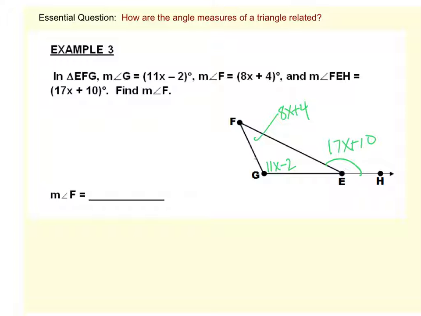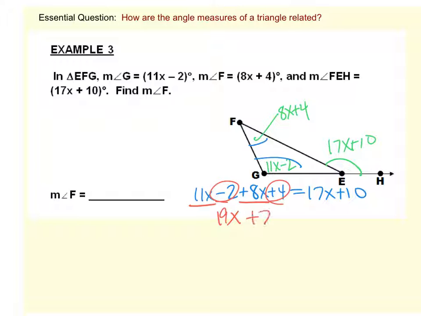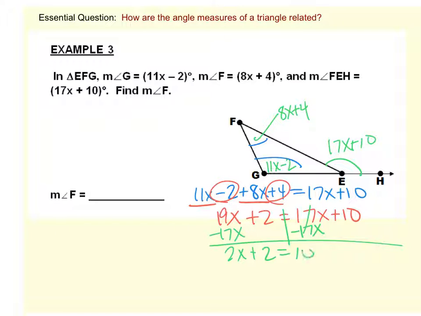So the first thing I know is that these two inside angles, 11x minus 2 and 8x plus 4, add to equal that outside angle of 17x plus 10. So I can solve from here. 11x's and 8x's is, just kidding, 19x's. Negative 2 and positive 4 is 2. And then 17x plus 10. So I'm going to move my x's to one side. And again, I've set these up because the two inside angles equal the one outside angle.